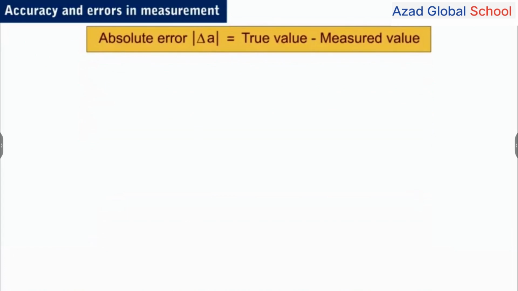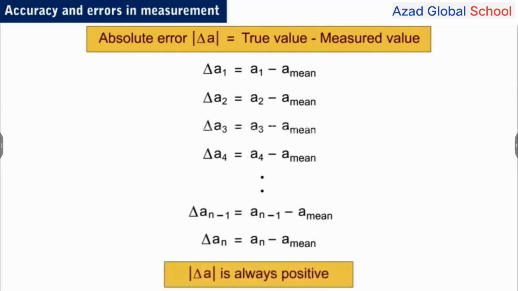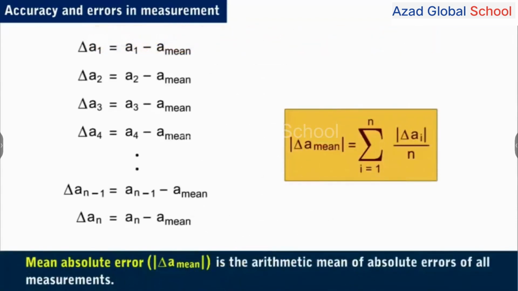It is denoted by mod delta A. Since an arithmetic mean is considered the true value, delta A1 is equal to A1 minus A mean. Delta A2 is equal to A2 minus A mean, and so on till delta AN is equal to AN minus A mean. Individual error delta A may be positive or negative. However, absolute error mod delta A is always positive. Mean absolute error is the arithmetic mean of absolute errors of all measurements.